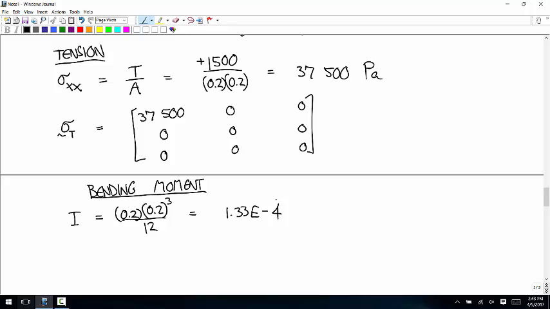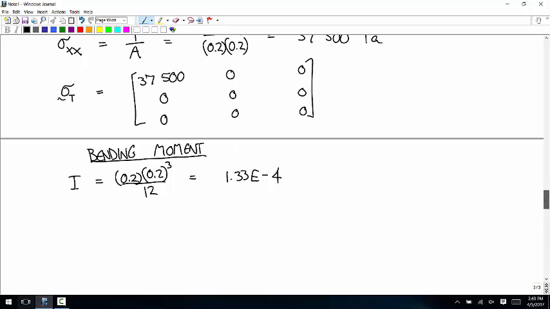Only the 0.2 is cubed and then multiply it by 0.2. Oh, I see. So you don't have to think about that stuff. Just plug it into your calculator like it looks there. Okay, so that's the bending, that's the area moment of inertia.